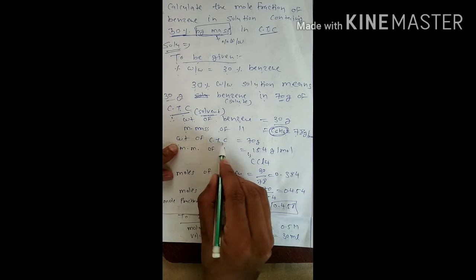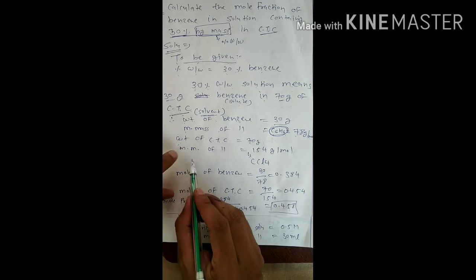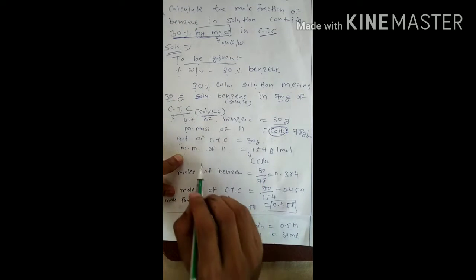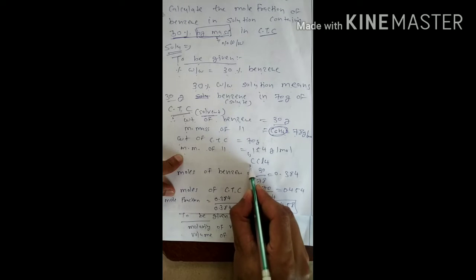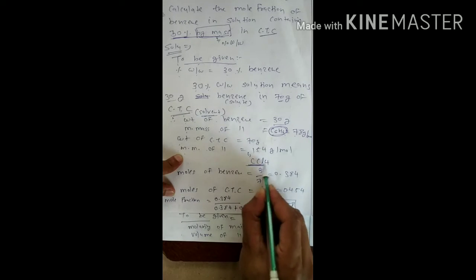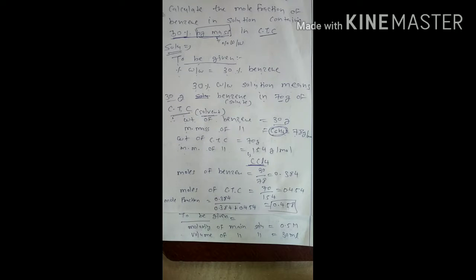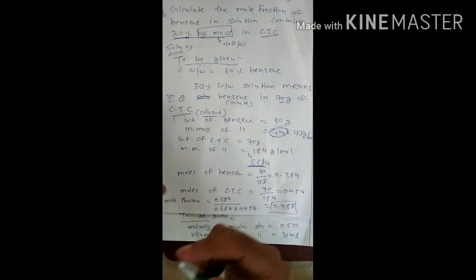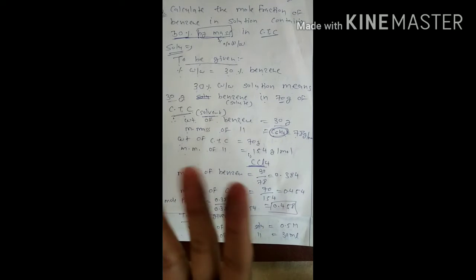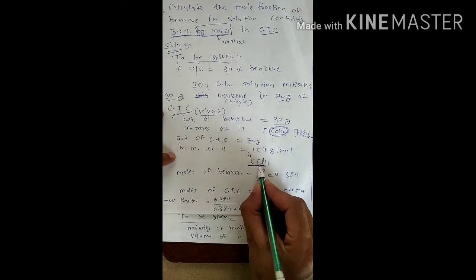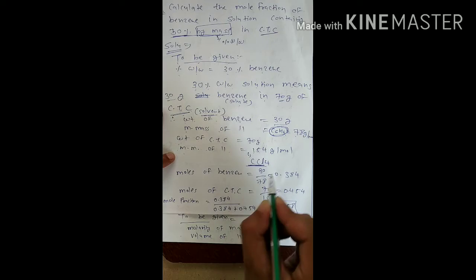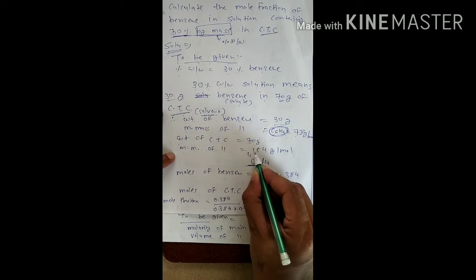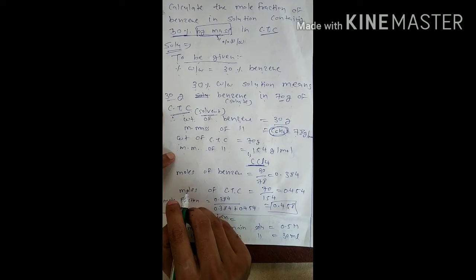Weight of carbon tetrachloride, that is 70 grams. Molecular mass of carbon tetrachloride will be 154 gram per mole. How? Its formula is CCl4. Remember the formula, you will not get it in your paper. In the name carbon tetrachloride, it is given 4 times chloride is there. Chlorine atomic mass 35.5 multiplied by 4, add 12 to it, you will get 154 gram per mole.